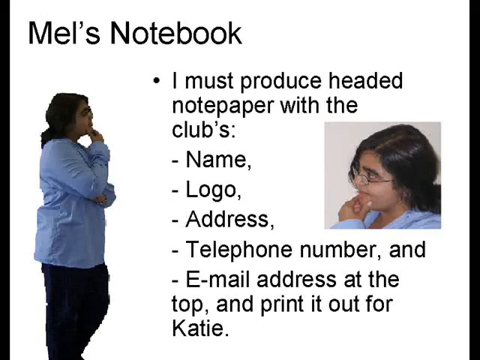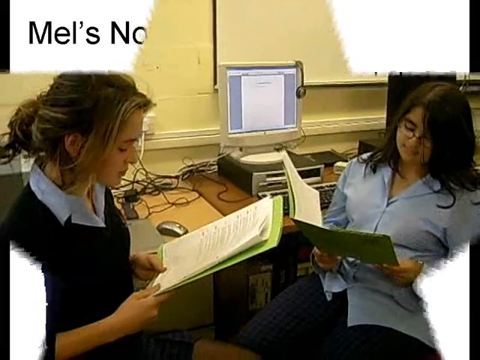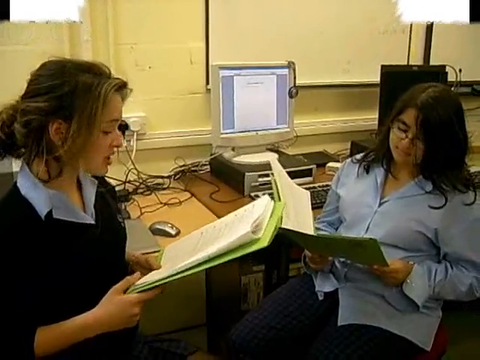I must produce headed notepaper with the club's name, logo, address, telephone number, and email address at the top, and print it out for Katie. I want you to include the text about when memberships expire. It's already typed up and stored on a disc.